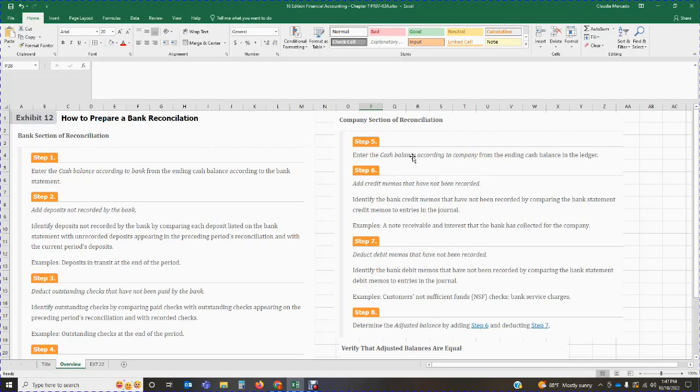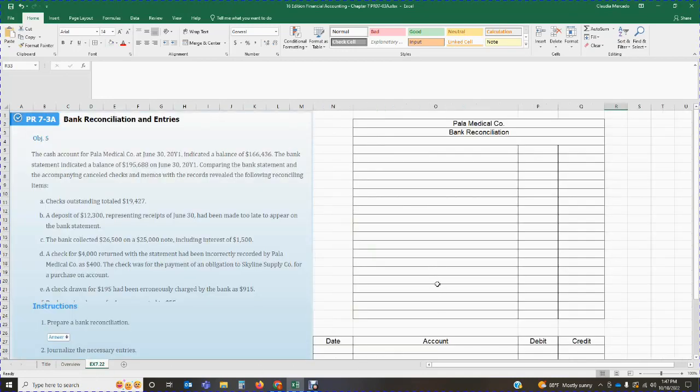The only thing that we control and that we have access to adjusting are anything that is happening on the company section of the reconciliation. Okay, so you are going to see something similar to this in your upcoming test, so pay very close attention.